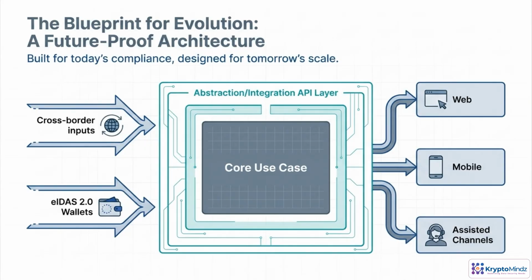This is the mental model to keep from the course. Keep your core onboarding and signing logic small, stable, and clearly defined. Around it, use an abstraction layer that speaks standard APIs to the outside world. On the left, identity can evolve: new national eIDs, eIDAS 2.0 wallets, other cross-border sources. On the right, channels can grow: web, mobile, assisted. The core barely changes. Integrations and channels do.